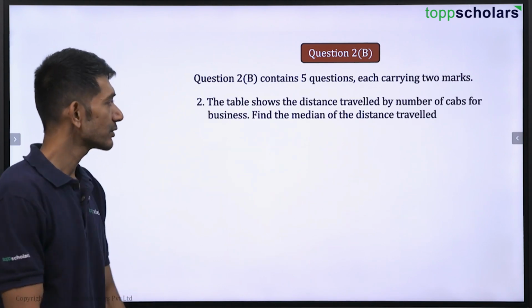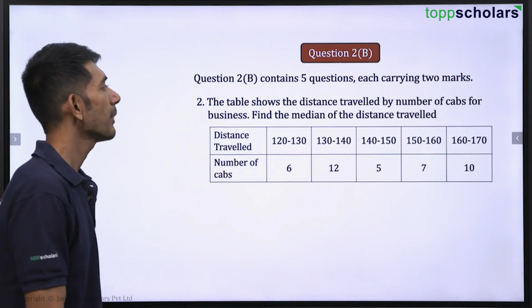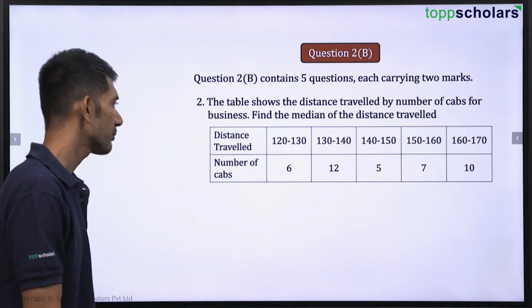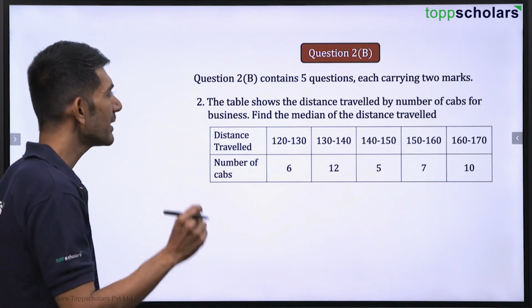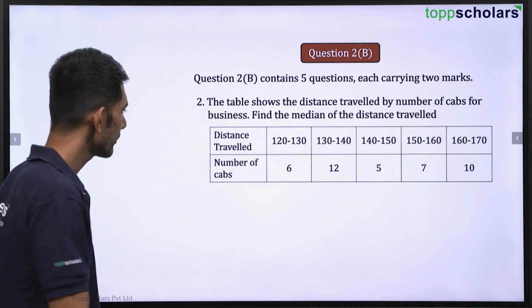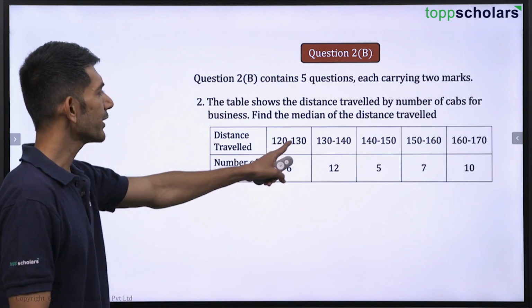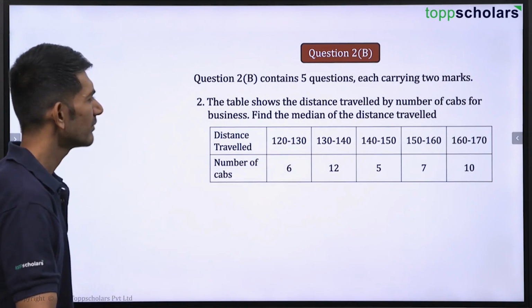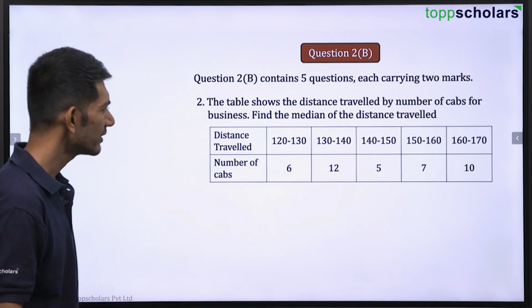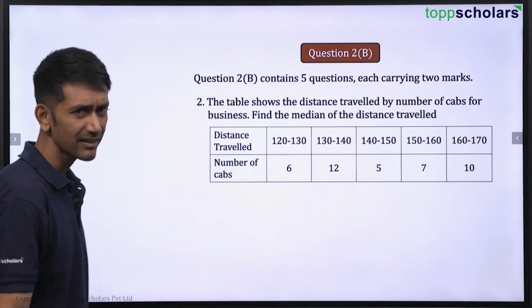Okay, let's continue with the next question. It says, the table shows the distance traveled by number of cabs for a business. Find the median of the distance traveled. That is the middlemost value we are supposed to find out. So distance traveled up to 120 to 130 kilometer. I'm assuming that as kilometers. It is not given, but let's consider kilometers.